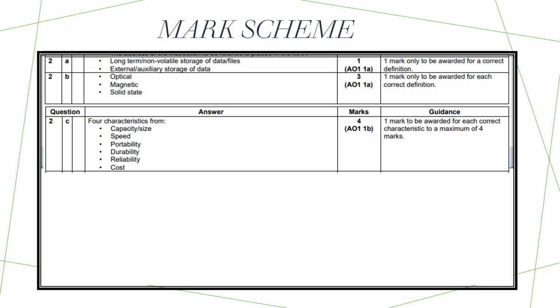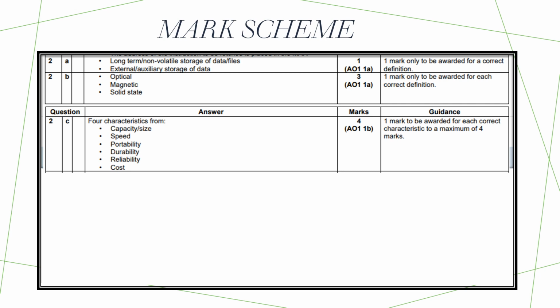And for 2C, it says these are the characteristics that you're allowed to have. So you should have put something about the capacity or amount of storage, the speed or transfer speed, whether it's portable or not, how durable it is, how reliable it is, and the price or the cost. So you should now have checked your answers and your marks for question 2. That was a possible 8 marks for that question.